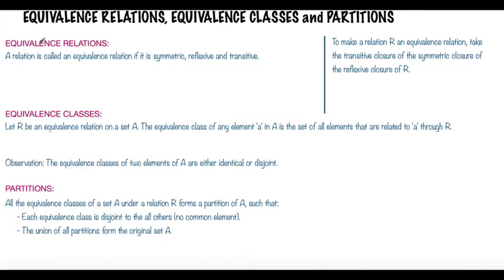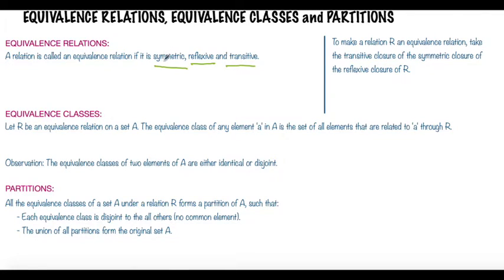Hello, so in this video we will talk about equivalence relations, equivalence classes and partitions. So let's start with the definition. A relation is called an equivalence relation if it is symmetric, reflexive and transitive. So if a relation satisfies these three properties, then it is an equivalence relation.